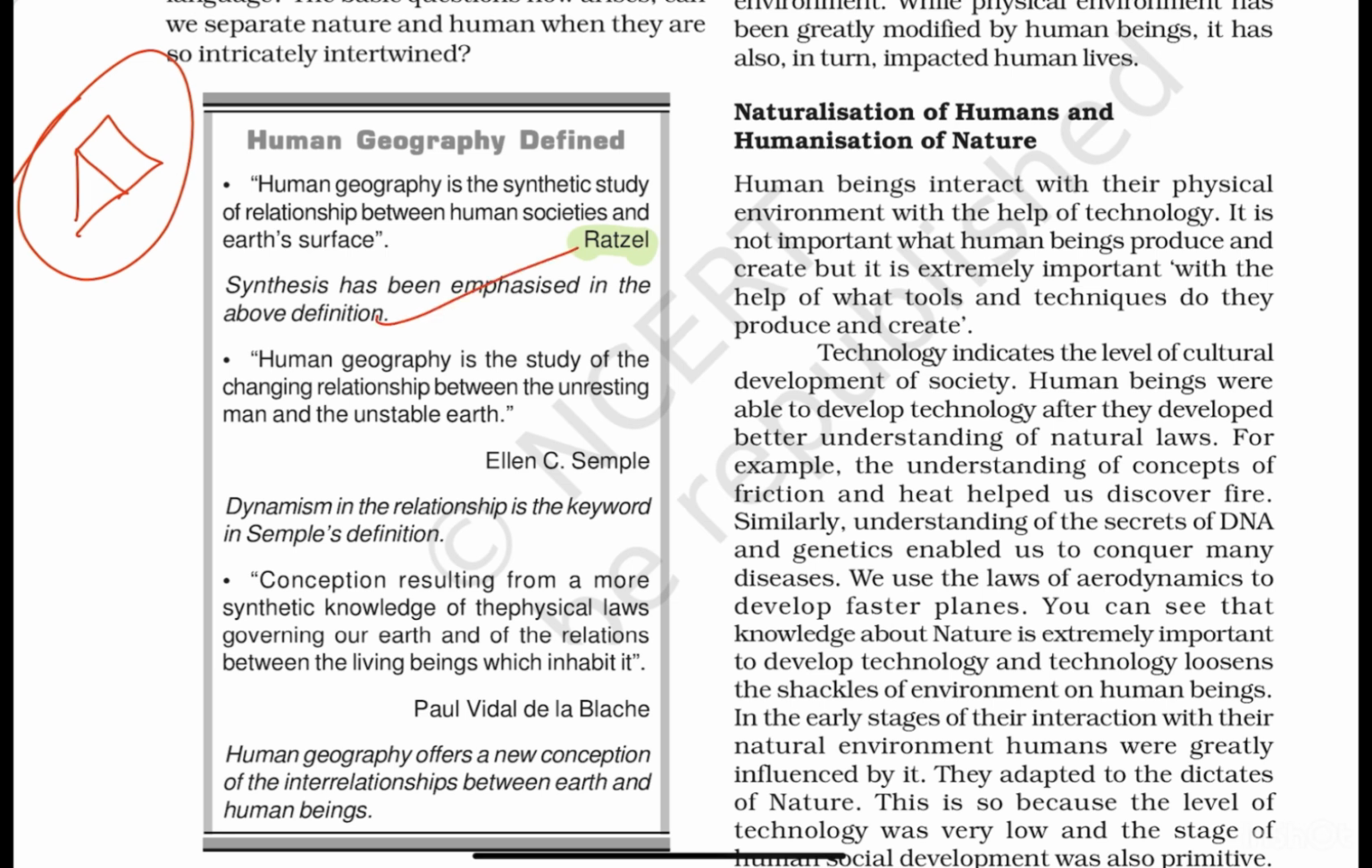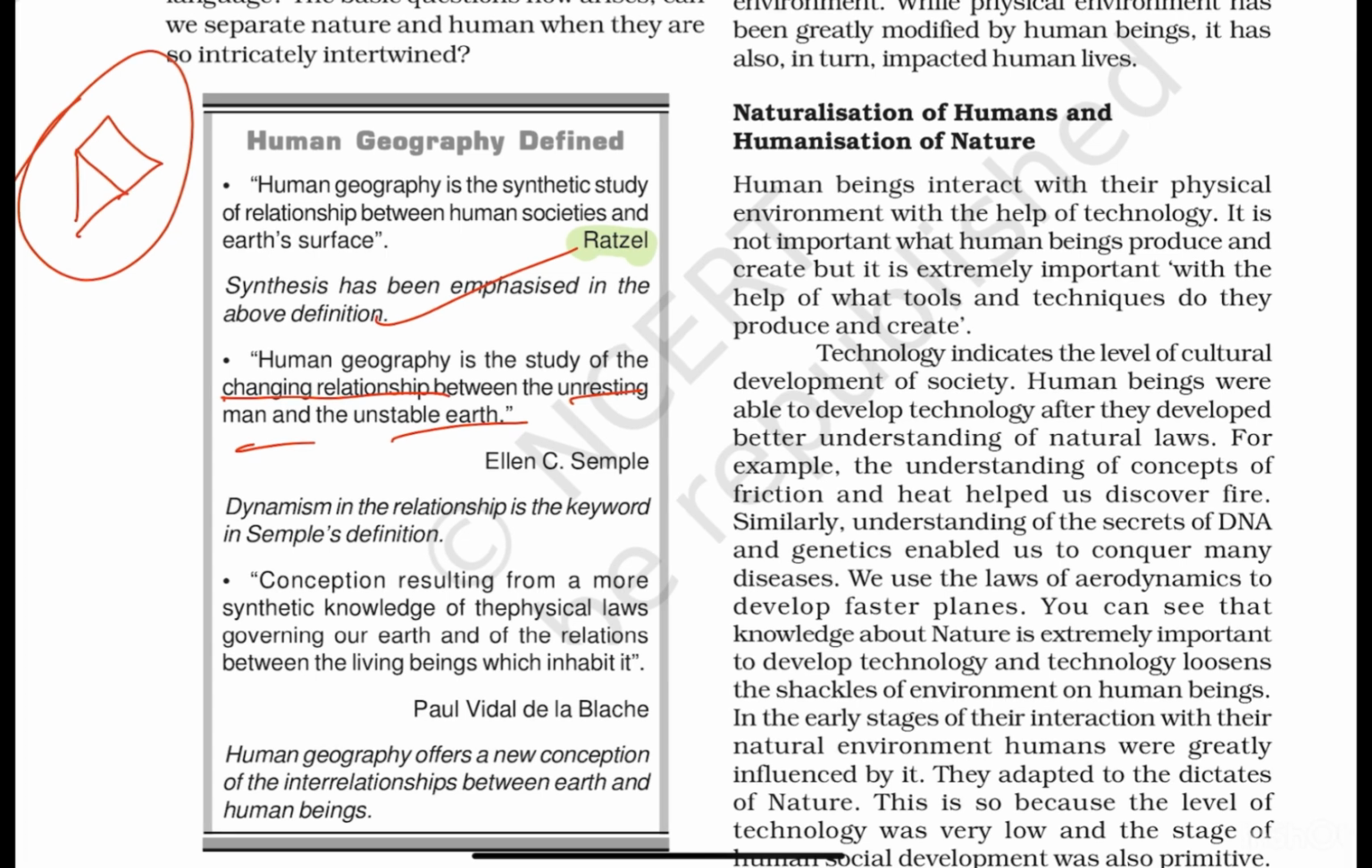The second definition is human geography is the study of changing relationship between the unresting man and unstable earth. So what does unresting man refer to? It is that human beings are always changing through new technology, through new settlements, through migration. Unstable earth is that earth is also changing. There are sometimes floods, earthquakes, climate. So human geography, it studies this ever-changing relationship.